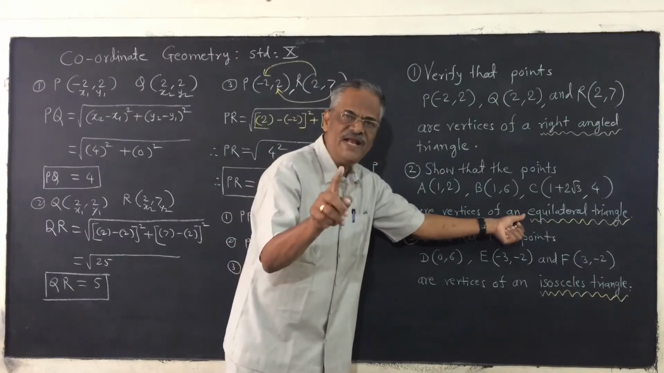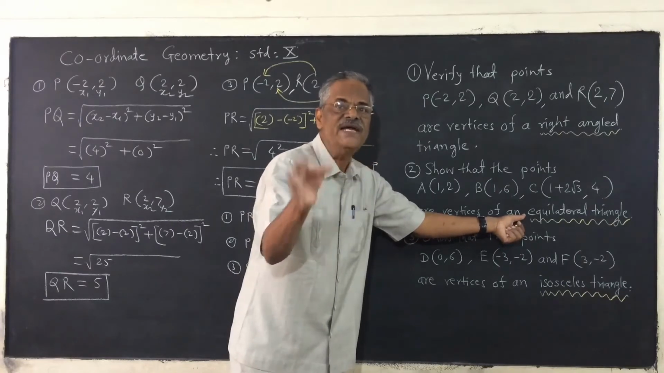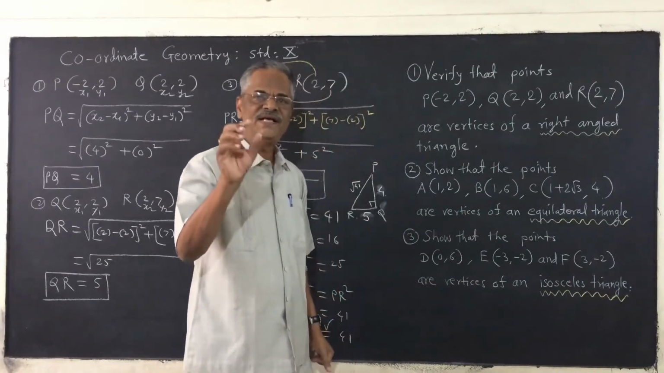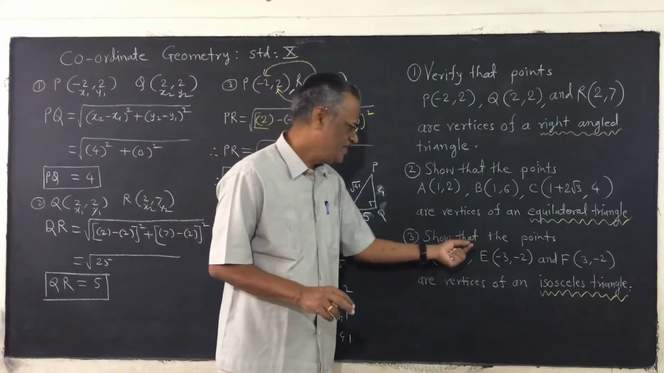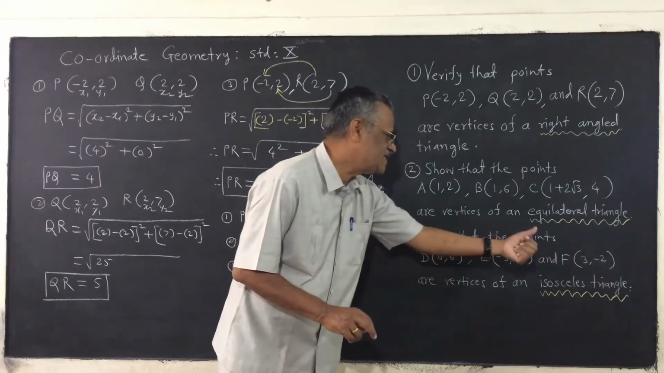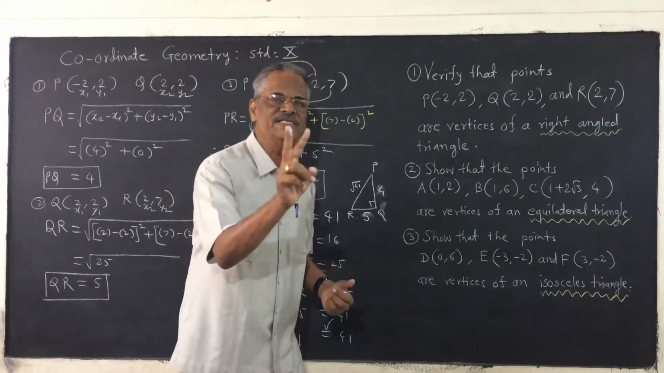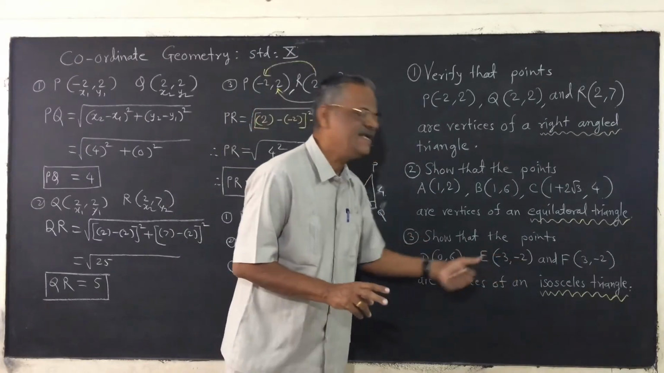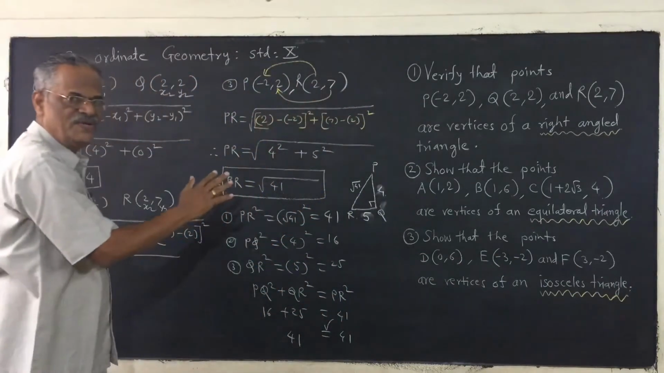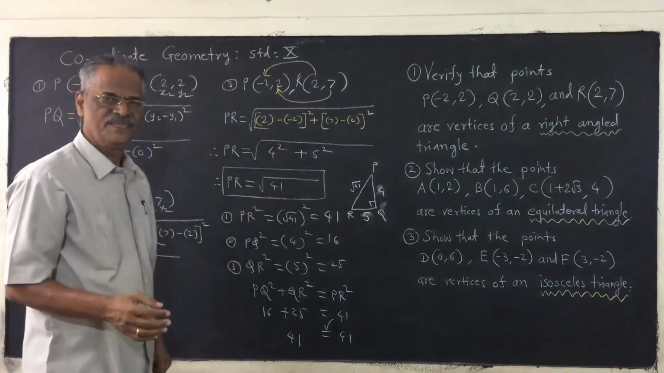To prove that it is an equilateral triangle, we have to find out whether all sides are equal in the second example. And in the third example, again we have to calculate distance DE, distance EF and distance DF. And observing the lengths, if two sides are equal, we can decide it is an isosceles triangle. So this is the first example already solved, and let us try to solve the second and third one.